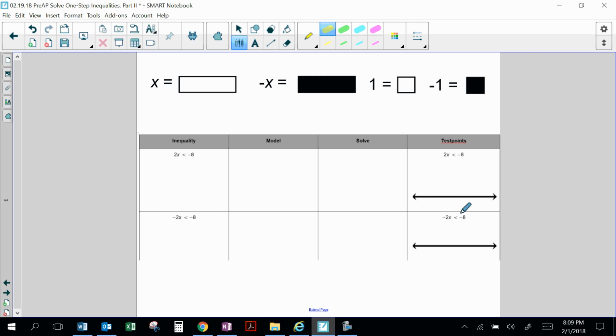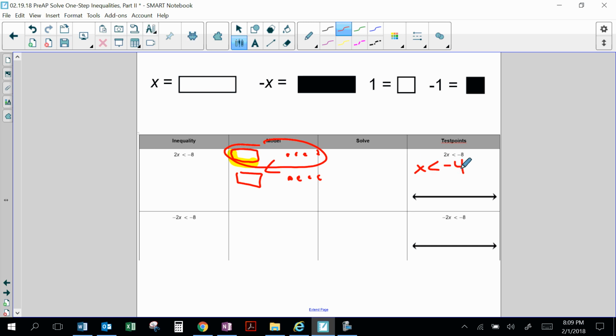Next one. Let's draw this. You have 2x less than negative 8. So each x is less than negative 4. Let's do this algebraically. How can I isolate the variable x? Divide both sides by 2. This cancels. X is less than negative 4.